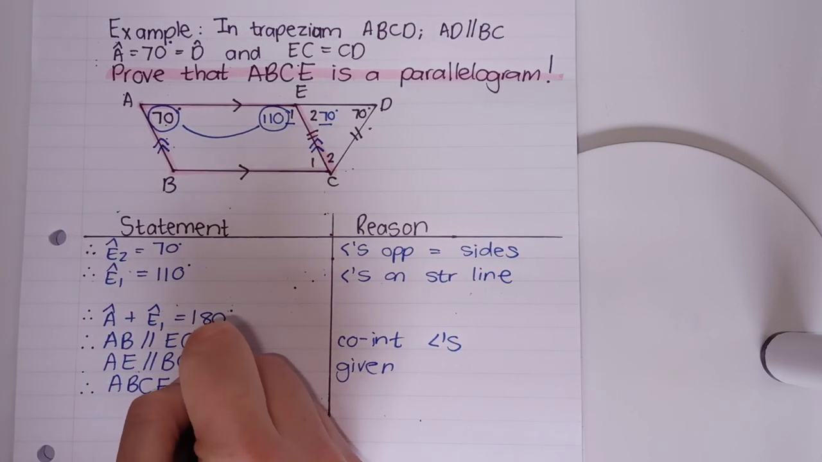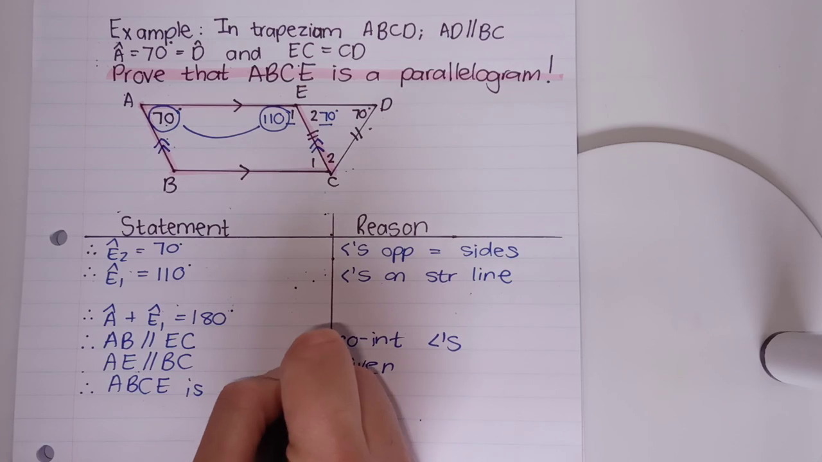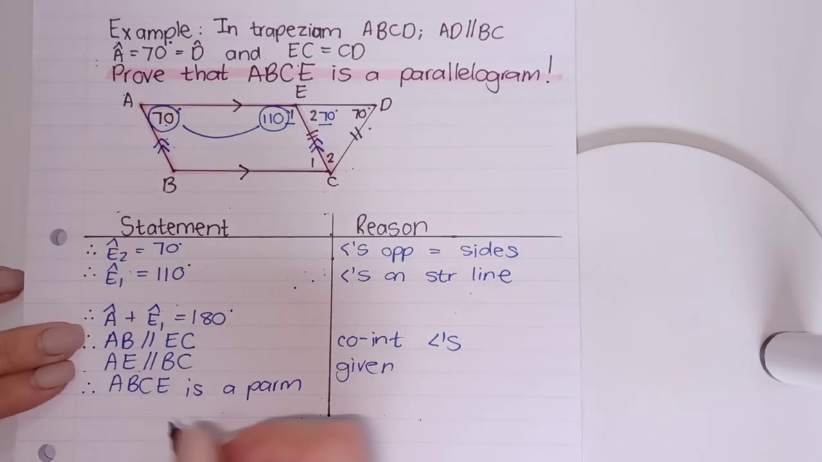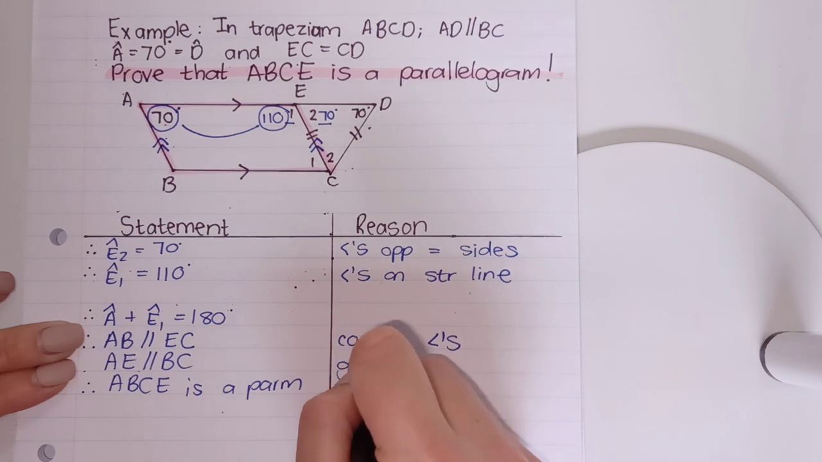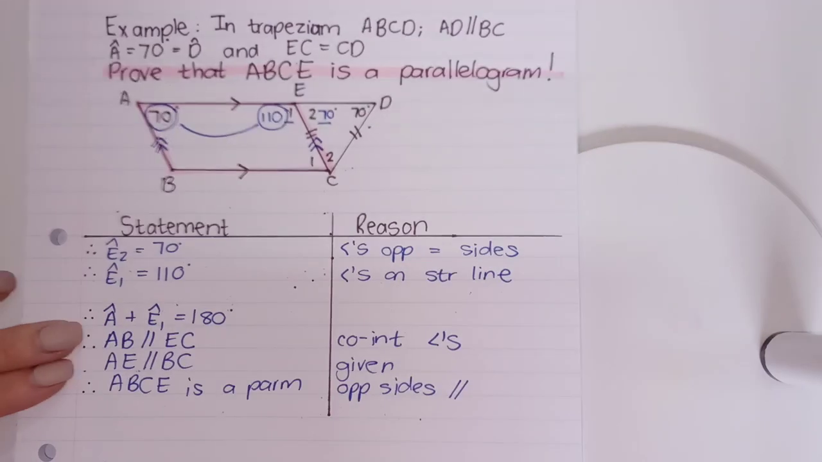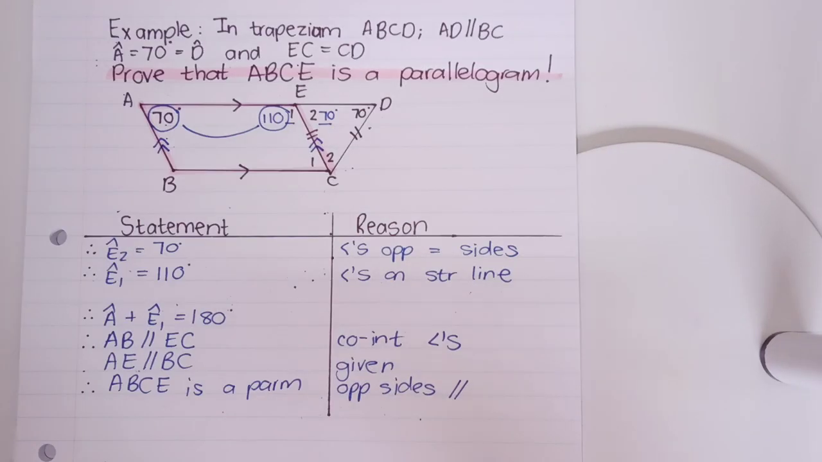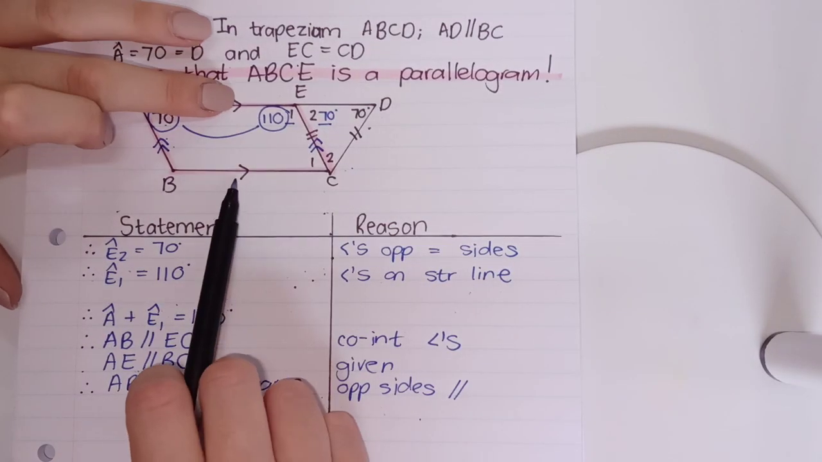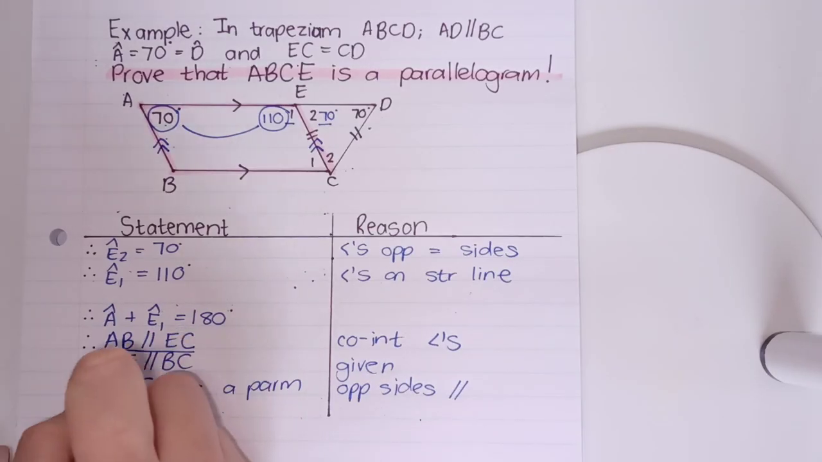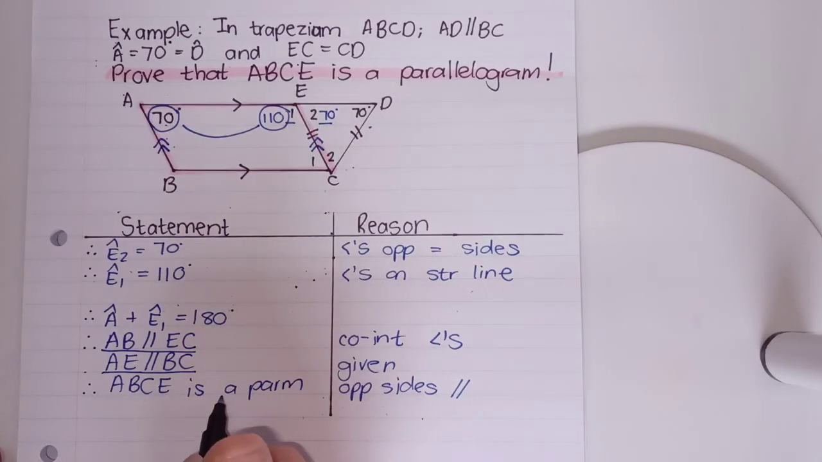ABCE is a parallelogram. Why on earth is it a parallelogram? Well, because we've just proved that opposite sides are parallel. And that is a property of a parallelogram. I've got two pairs of opposite sides that are parallel. This and this are parallel, so therefore the shape is a parallelogram.